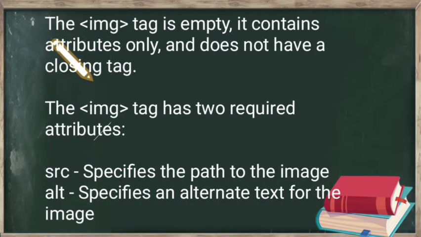The img tag is empty. It contains attributes only and does not have a closing tag. The img tag has two required attributes. One is src, which specifies the path of the image. Another one is alt, that is alternate, which specifies an alternate text for the image.